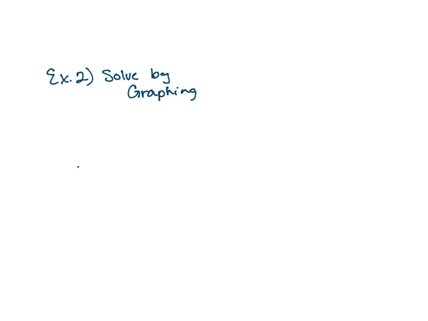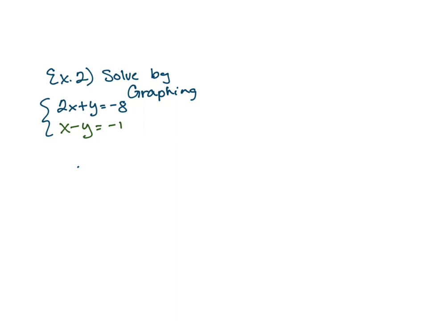Graphing is my least favorite. If we had to pick one of the methods to do, I don't like graphing the most. I like elimination. It's faster. But I digress. So our system here says 2x plus y equals negative 8, and x minus y equals negative 1.